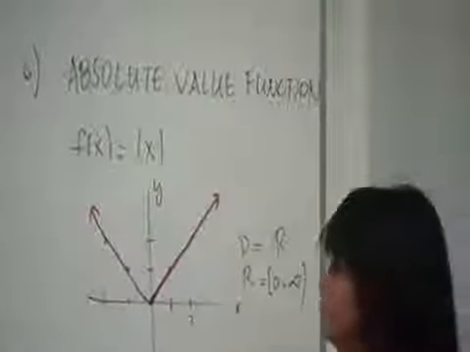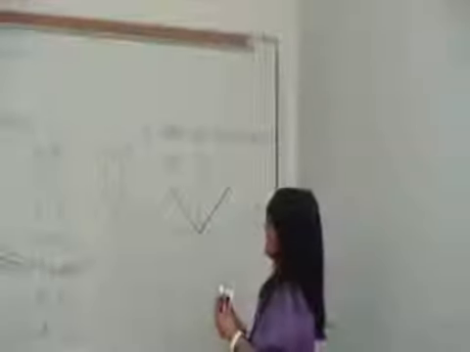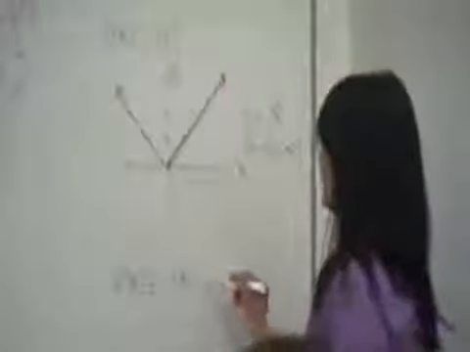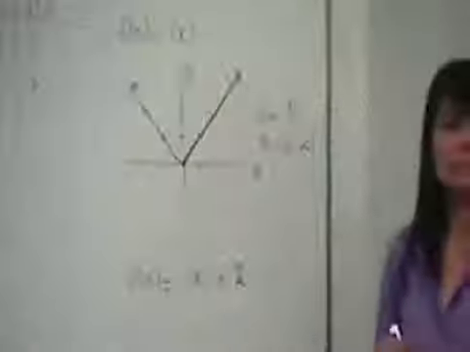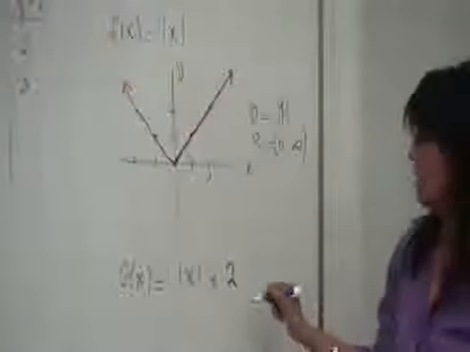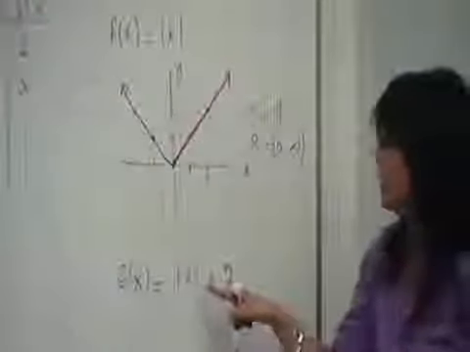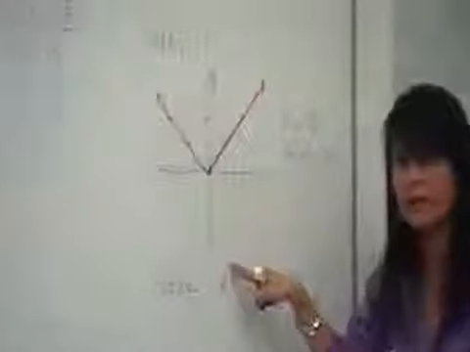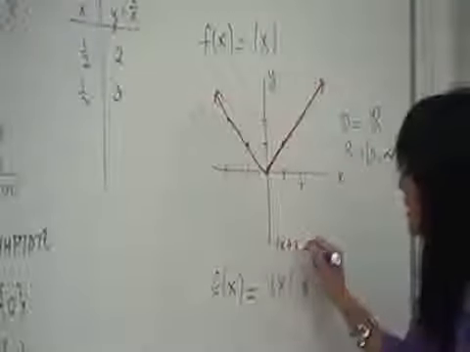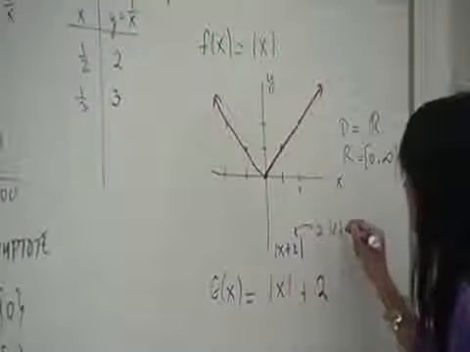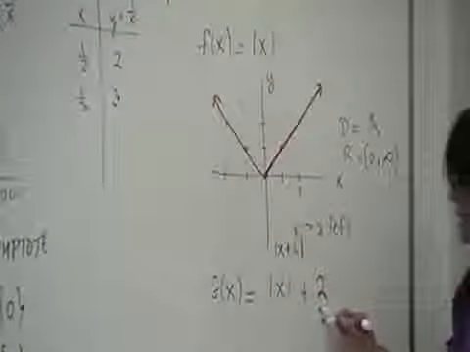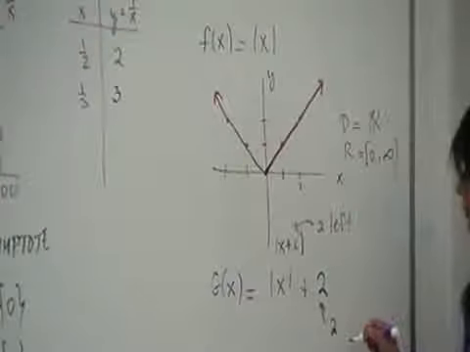Let's just play one game. If I have g of x equal to the absolute value of x, plus 2, what does that mean? How do I move this red graph? Left? No. Where would it be left, Alan, if I had put the plus 2 where? Inside. If I had put the plus 2 inside, that means 2 left. But that's not what I have. I have the absolute value of x, plus 2, so I have to move the graph to where?